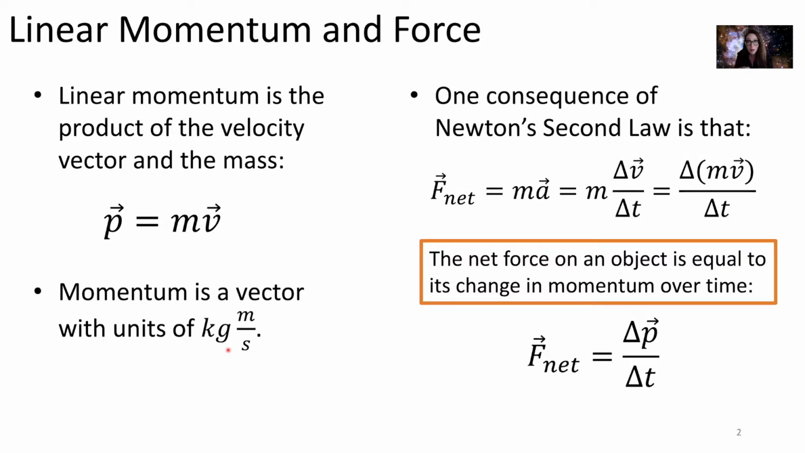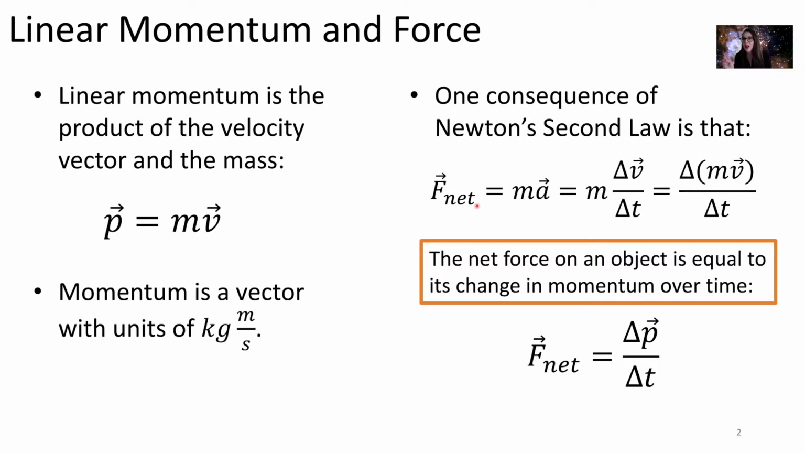If you forget, you can remember it because you know that momentum is a mass times a velocity. Mass is kilograms, velocity is meters per second. So momentum must be a kilogram meter per second. We don't have a special unit to represent momentum. It's just kilogram meter over second.